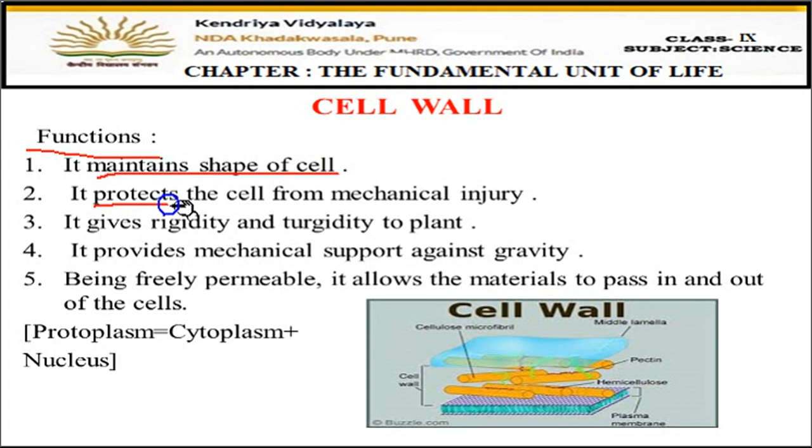Then it has a protection function. It protects the cell from mechanical injury. If the plant cell gets any jerk or shock from outside, then the cell wall will protect the cell and its inner parts also. Then due to its hardness, it gives rigidity and turgidity to the plant. Turgidity means it keeps the plant straight and swollen. And due to its hardness, it provides rigidity also. Means the plant cell is not flexible, it is rigid, stiff.